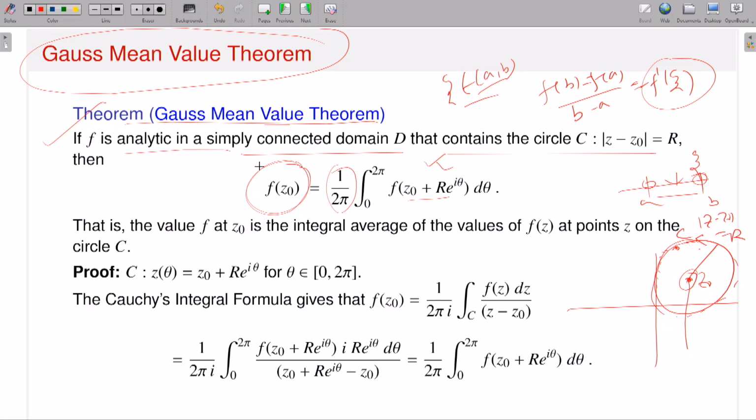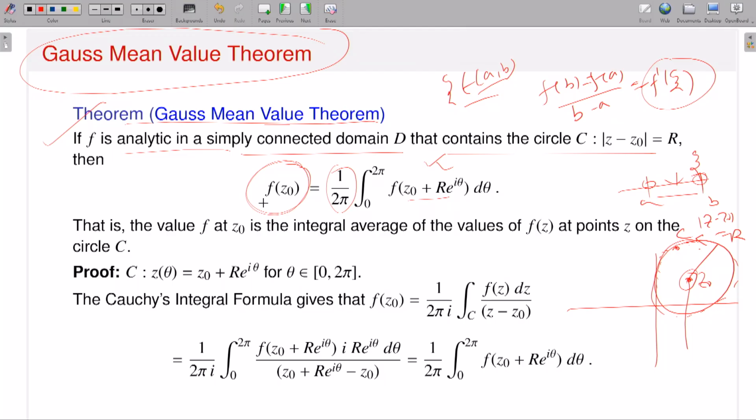So what is the Gauss mean value theorem? If f is analytic in a simply connected domain that contains my circle, and of course the point z0, along with the contour, which is a circle of center z0 and radius r, then the value of the function at z0 is 1 over 2 pi times the integral from 0 to 2 pi of f of z0 plus r e to the i theta d theta. That is, the value of f at z0 is the integral average.